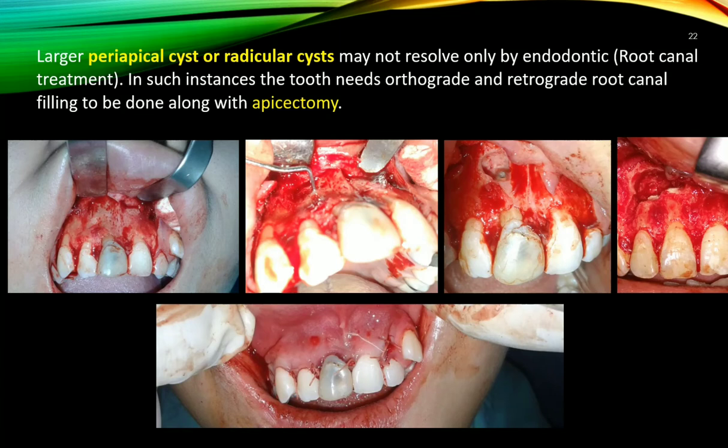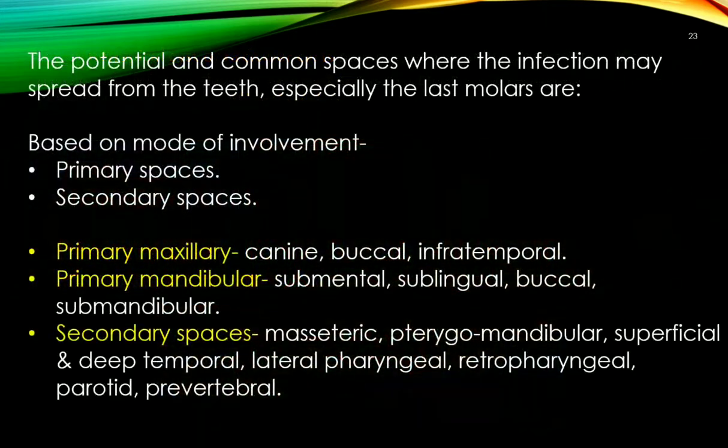But it may not end there, so it may need a surgical treatment known as apicectomy, where the cyst is exposed, cyst lining is removed, and retrograde filling is done by either MTA or other products, and then the tissue is sutured back.